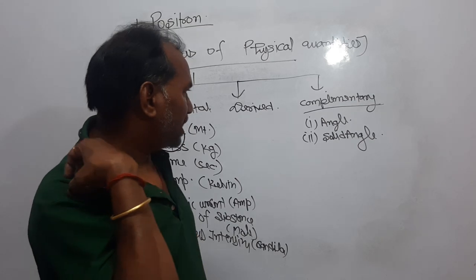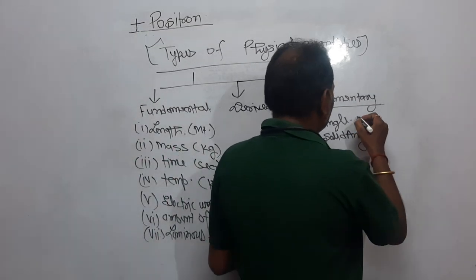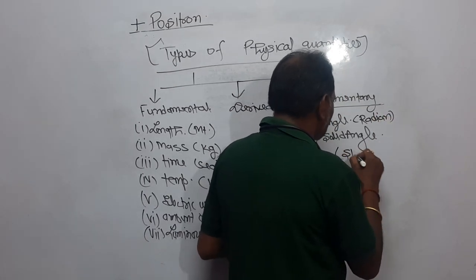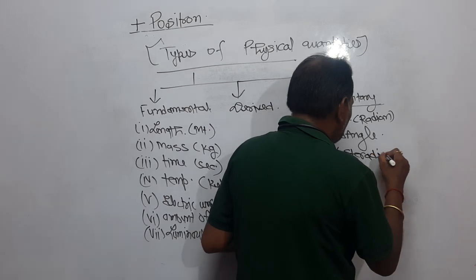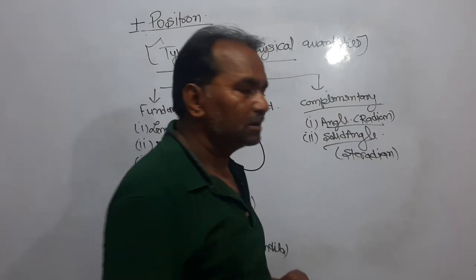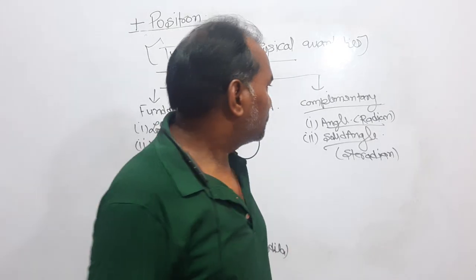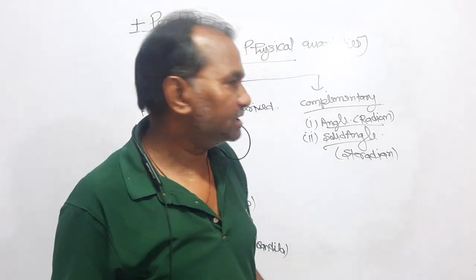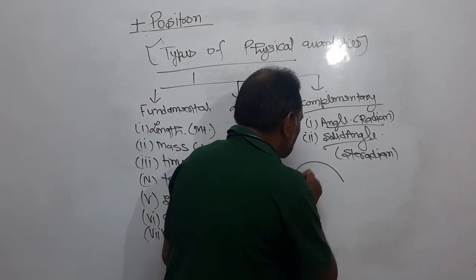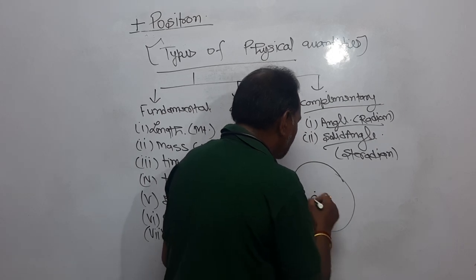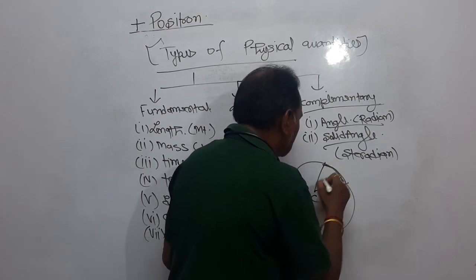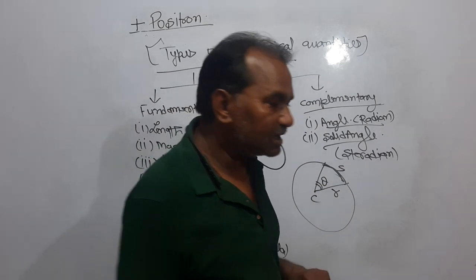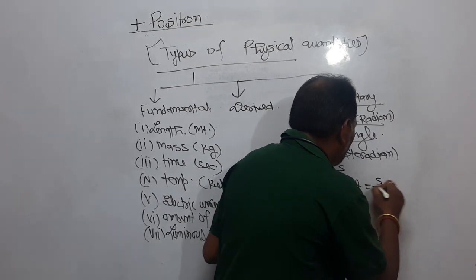These two quantities are angle and solid angle. The unit of angle is the radian and the unit of solid angle is the steradian. Dear students, angle is 2D, solid angle is 3D. Angle is made by an arc at the center, whereas solid angle is the angle created by an area at a point. For example, let's consider a circle with its center, and this is the arc of the circle. Let it be subtending an angle theta. The radius is r, the length of the arc is s, then angle theta is equal to arc upon radius.